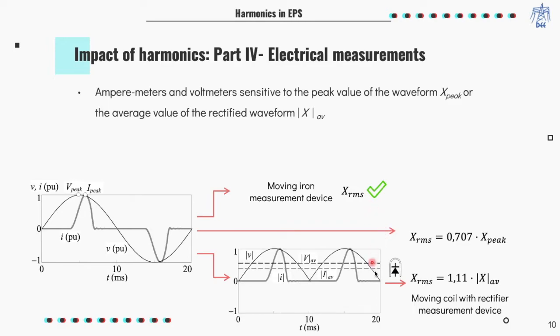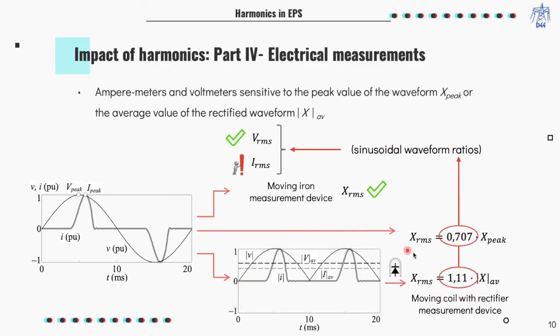The ammeters and voltmeters sensitive to the peak values of the waveform measure these peak values and multiply them by the factor shown below to obtain the root mean square value of the voltage and the current. The ammeters and voltmeters sensitive to the average value of the rectified waveforms rectify the waveforms, measure the DC value of these rectified waveforms, and multiply by the factor below the DC value in order to obtain the root mean square value of the voltage and the current. Both factors are the ratios between the peak value or the DC value of the rectified waveforms with the root mean square value in sinusoidal waveforms.